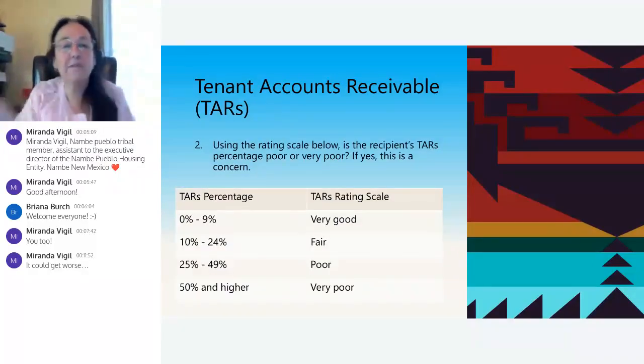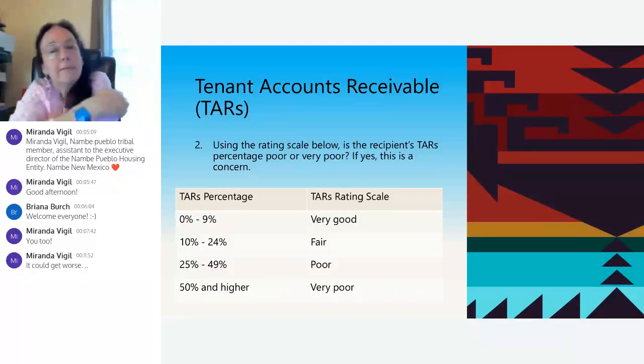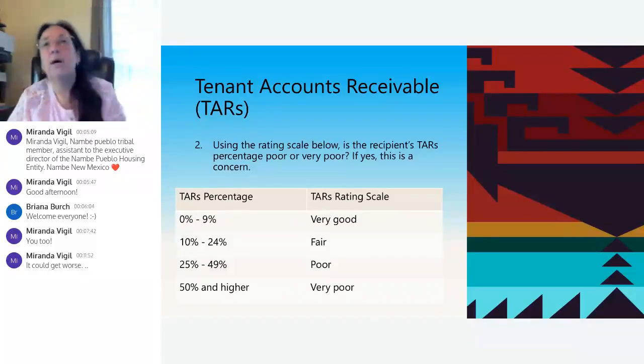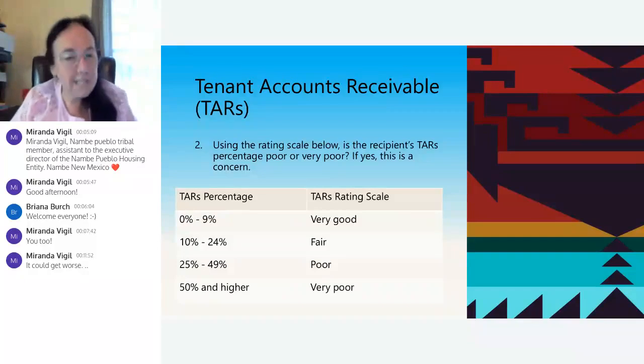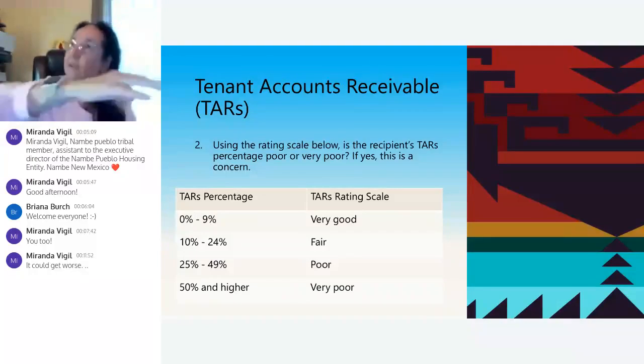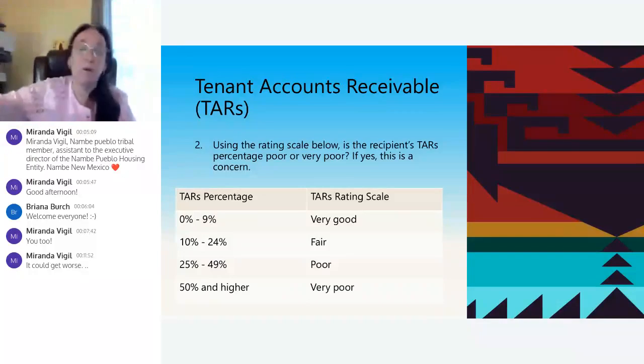So this is the scale. Something to keep in mind, maybe take a screenshot of it so you have it for further reference. 0 to 9% is actually very good because you can never collect 100% of what is due to you. You just don't see it. 10 to 24% is fair. And I think 25% of my rent roll almost not collecting would be a horrible thing, but it's considered fair. Once you hit that 25%, just to the halfway mark, it's poor. Very poor is over half the people in there.